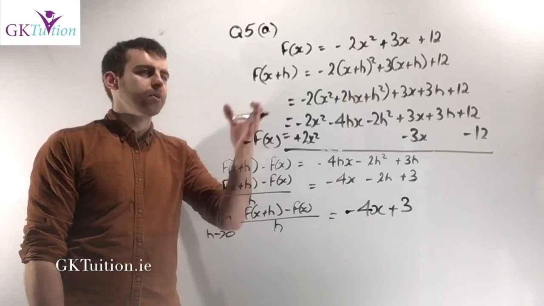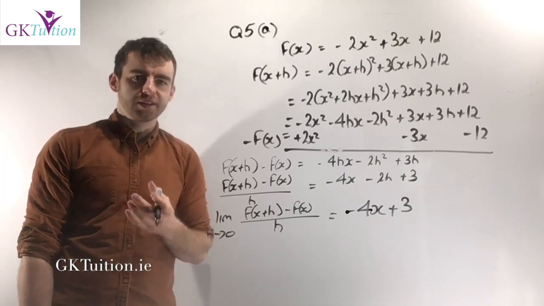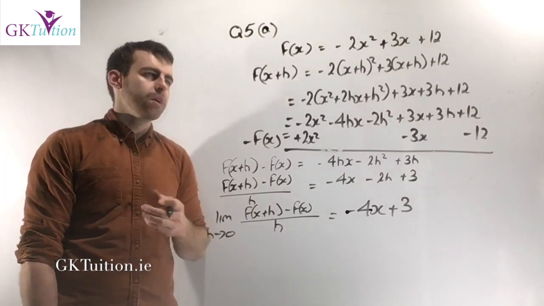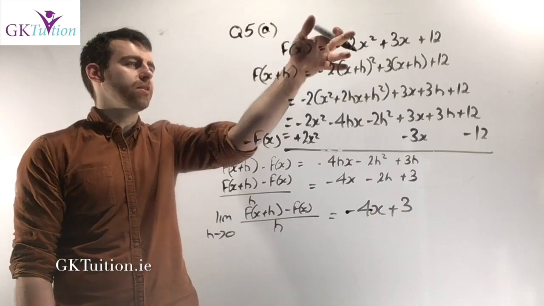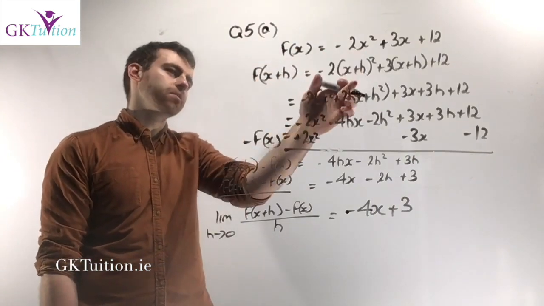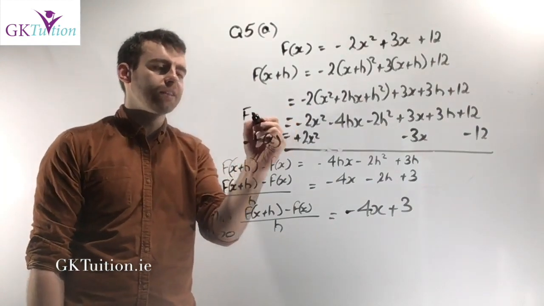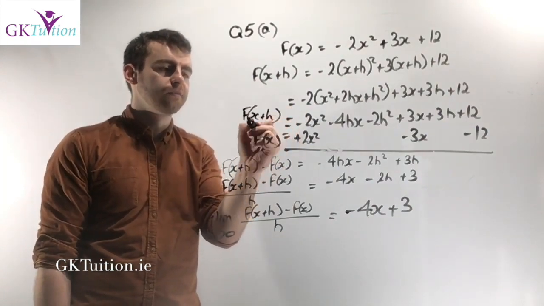The first one, you were given minus 2x squared plus 3x plus 12, and you were asked to differentiate it from first principles. So you should have started off saying f of x equals what you were given, and then you want f of x plus h. So I subbed in x plus h instead of an x, and I multiplied it out and got to this stage. So on this line I've simplified f of x plus h fully.